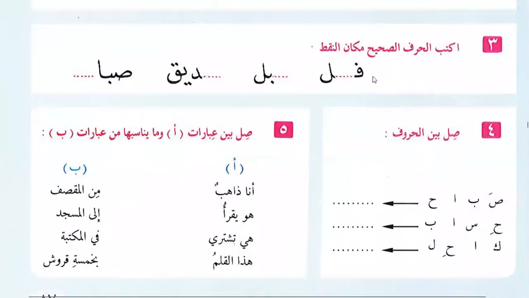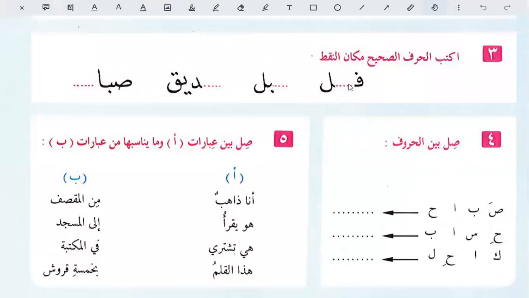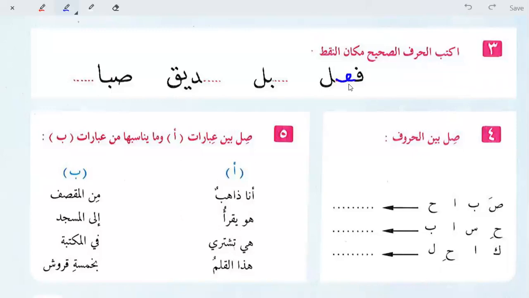This is for writing. Write the correct letter at the place of dots. Mr. Ahmad. Sir, what is the letter here in the word? It will say makanul, fasl. Fasl, okay. Then before. Okay. Kabul. Kabul, okay. Sorry. Next. Siddiq. Next.